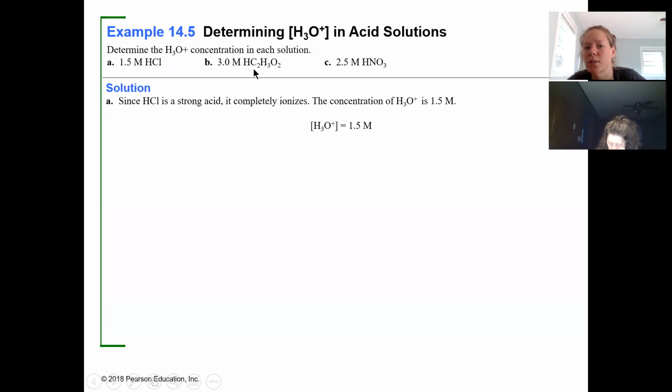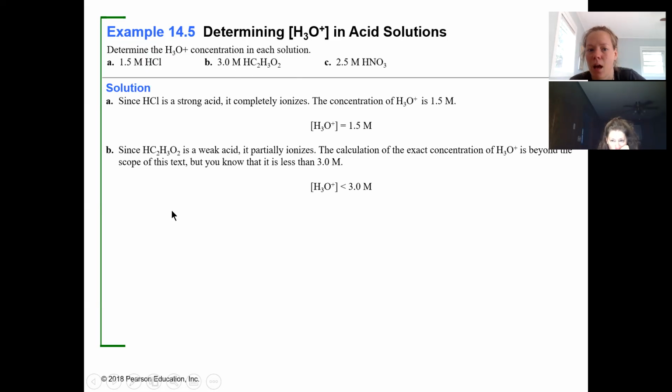What about this thing here? Do you see this guy? This is a weak acid. So when it's a weak acid, it means that not all of the hydrogen will ionize from the molecule. Some of it will stay combined. So if the overall concentration of the molecule is 3 molar, what is the concentration of the hydrogen? Well, this isn't like an exact science. It's just something less than 3, right?